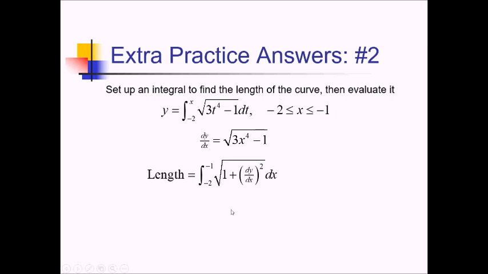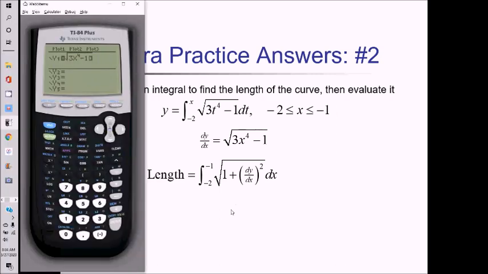Now let me do the rest of that on the calculator. As a first step to doing that, I've entered my dy over dx as y1 in my y equals. And now let me do math 9 for integral. We're going from -2 to -1. And we've got the square root of 1 plus the derivative squared. So that's alpha trace y1, because that's where I stored my derivative. Don't forget to square it. Put an x on the d. Press enter, and that's going to be 4.041.